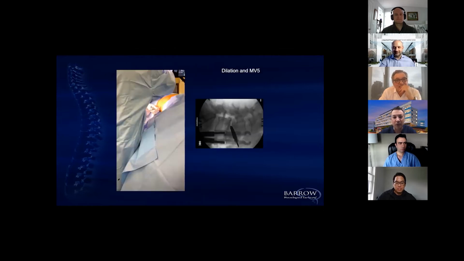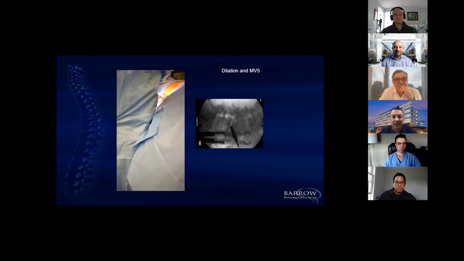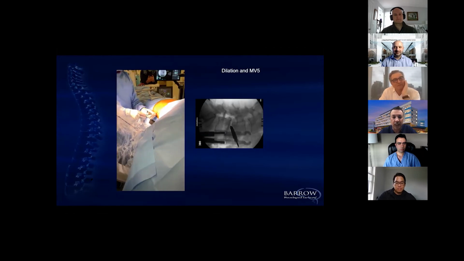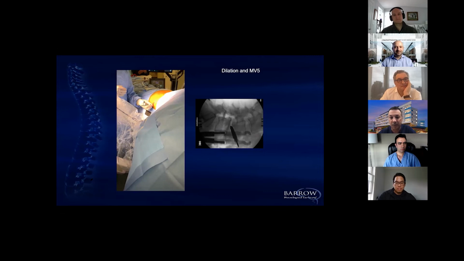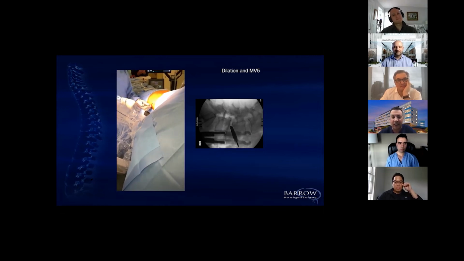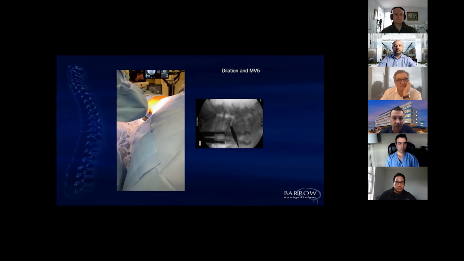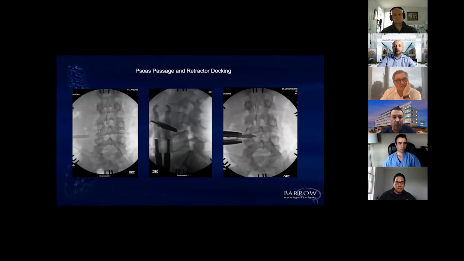And then once you get into the muscle, I want you to see here, we start dilating through the psoas muscle and use real-time EMG monitoring, making sure that we have the lumbar plexus on the posterior part of the dilator. Hopefully these videos are running one by one. You see here, we're stimulating sequentially through the muscle. And then once we get into the disc space, we put our retractor.